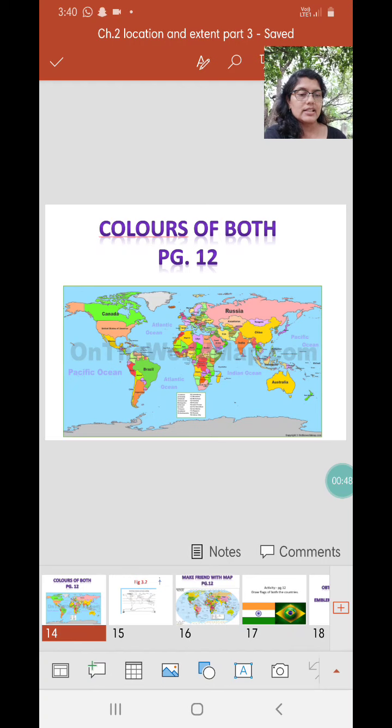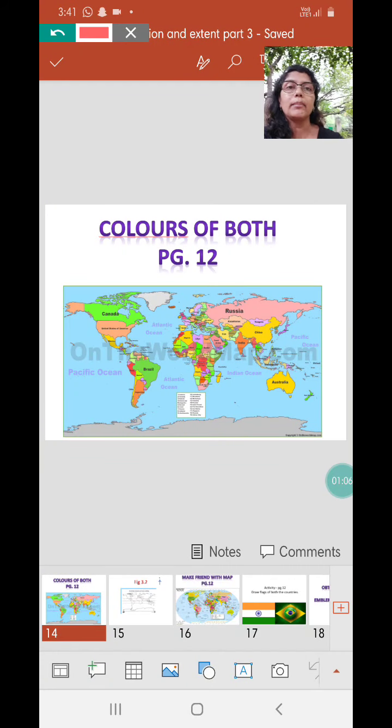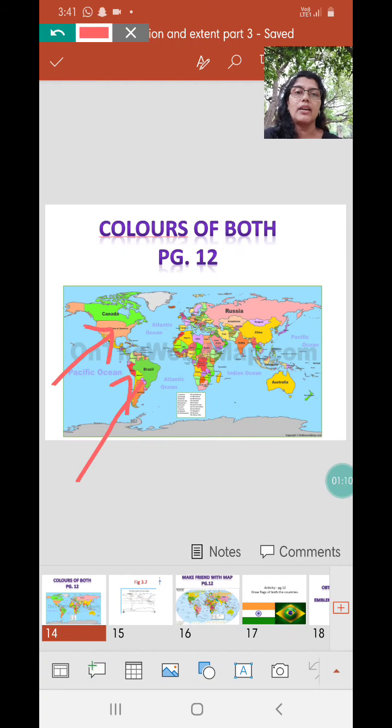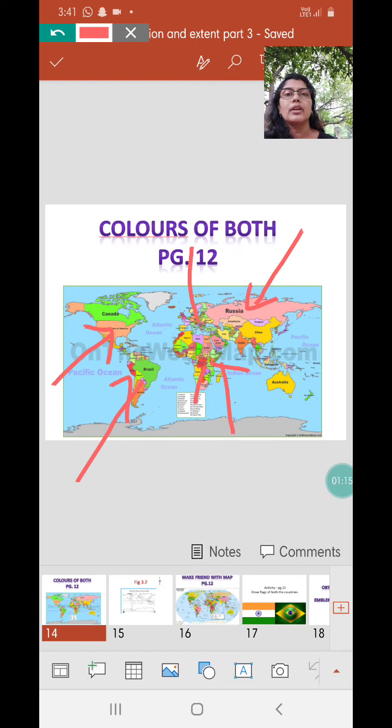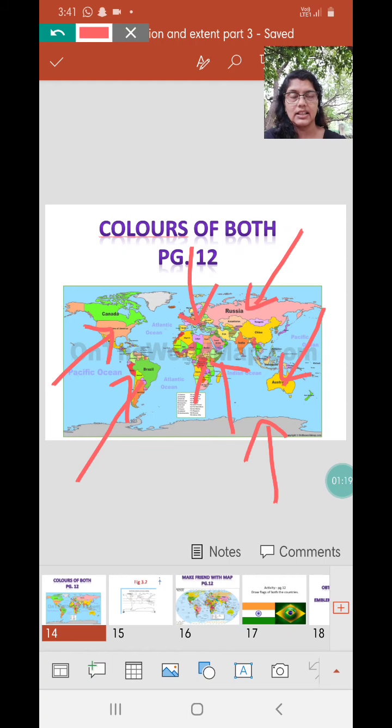The first question on page 12 is: name all the continents and oceans of the world. You have been given an outline map of the world, and in that you need to complete all the names of the 7 continents and 4 major oceans. The 7 continents are North America, South America, Africa, Asia, Europe, Australia and Antarctica.